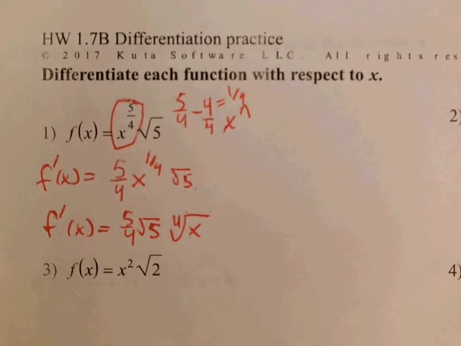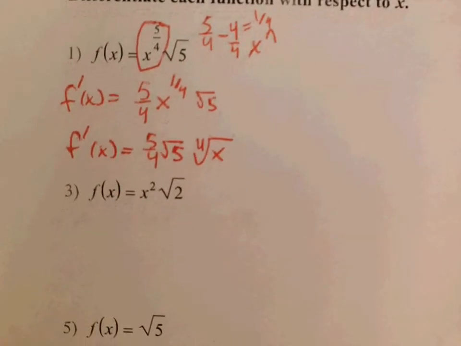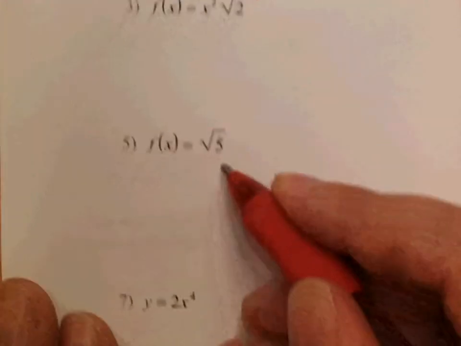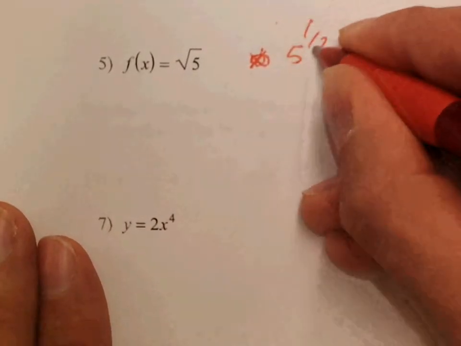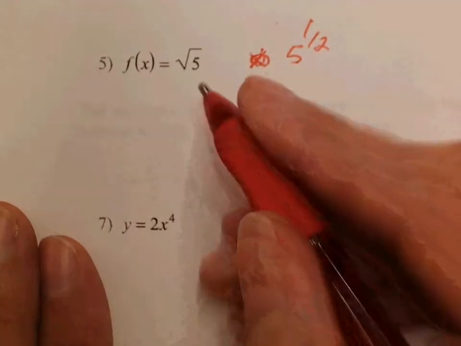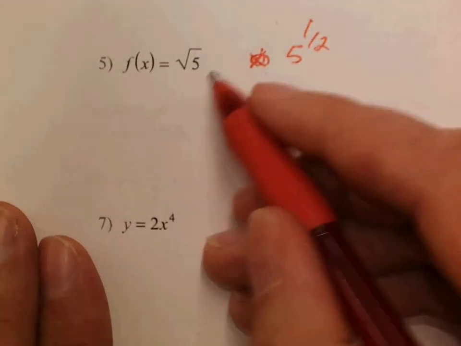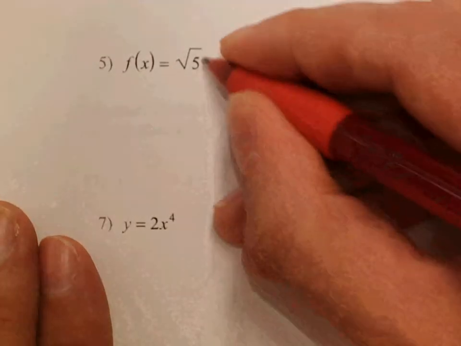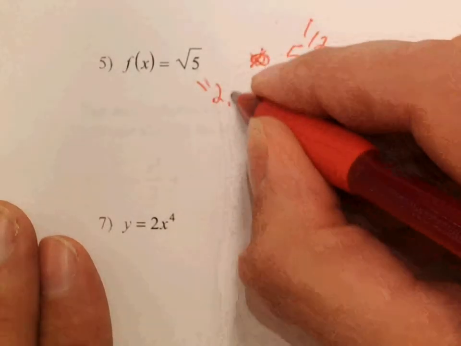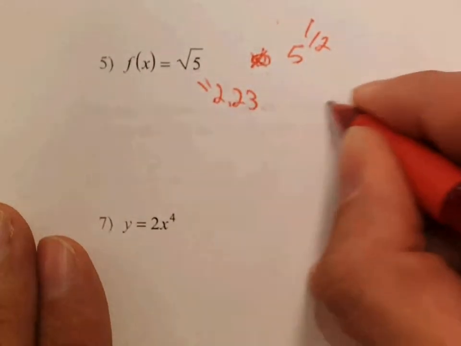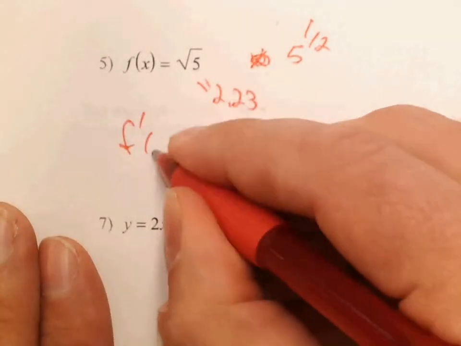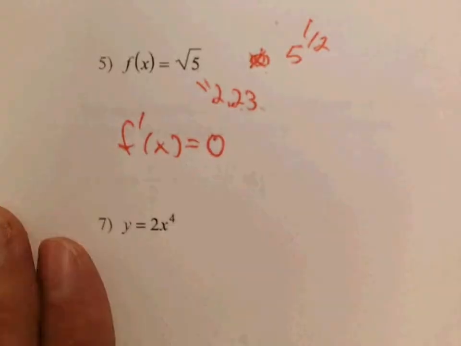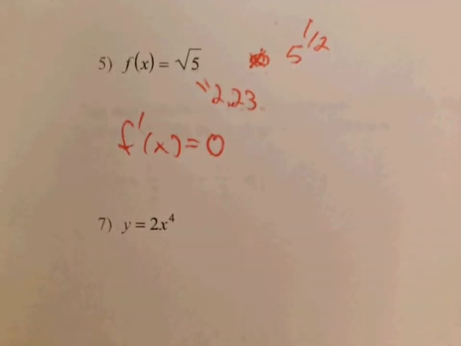So, looking forwards, some kids will try to do the power rule on ones like number 5. They'll rewrite it as 5 to the 1/2 power and try to start multiplying by 1/2 and stuff like that. No, this is a constant. The square root of 5 is 2.23 something. The derivative of a constant is always 0 if it's not multiplying by a variable.